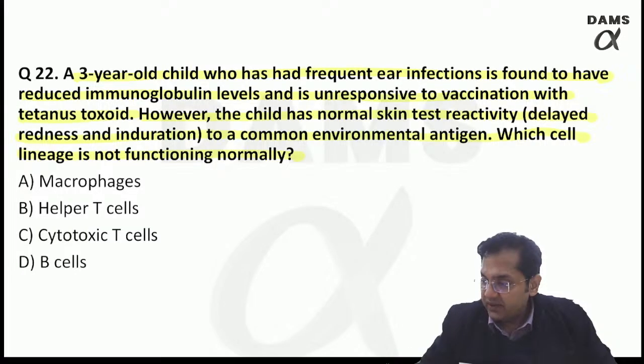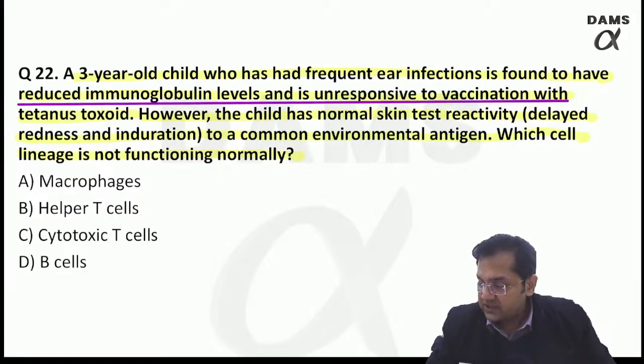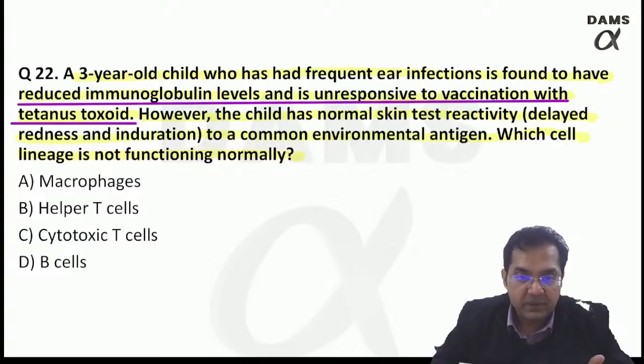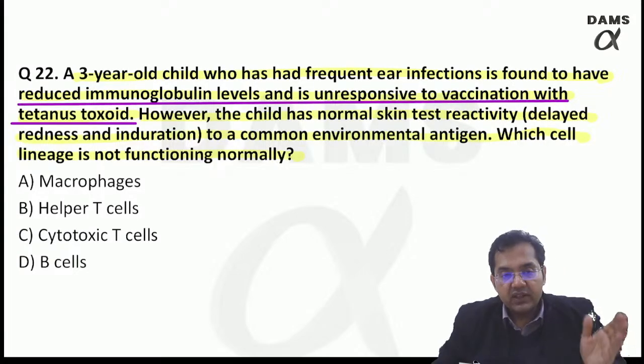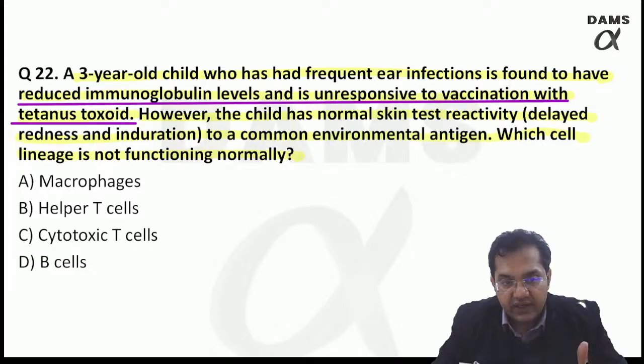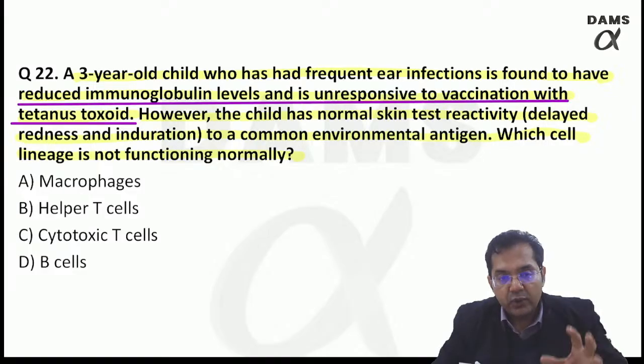Just read up once more with me. Yes. Reduced immunoglobulin levels, unresponsive to vaccination with tetanus toxoid. Remember, the basic principle of vaccination: there is a primary immune response, and there is a secondary immune response. So when we give vaccination with dead bacteria or attenuated bacteria, and the person has an infection actually occurring, there will be a secondary immune response, where memory B cells are able to produce lots and lots of immunoglobulin. Here, immunoglobulin is not being produced, right?